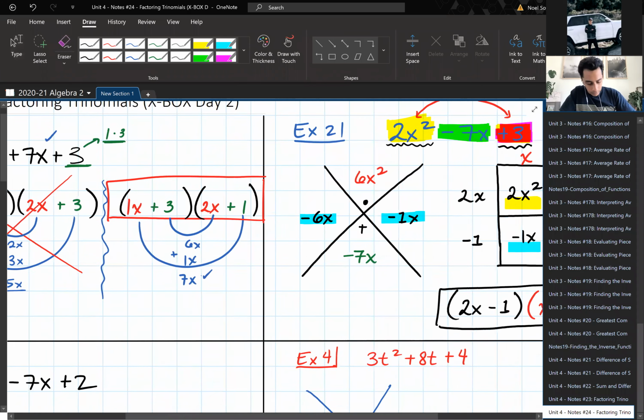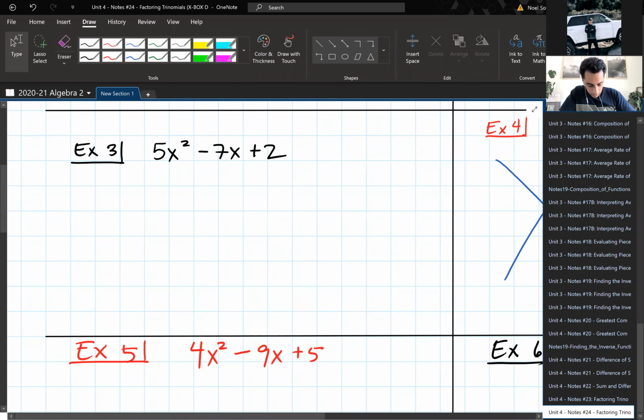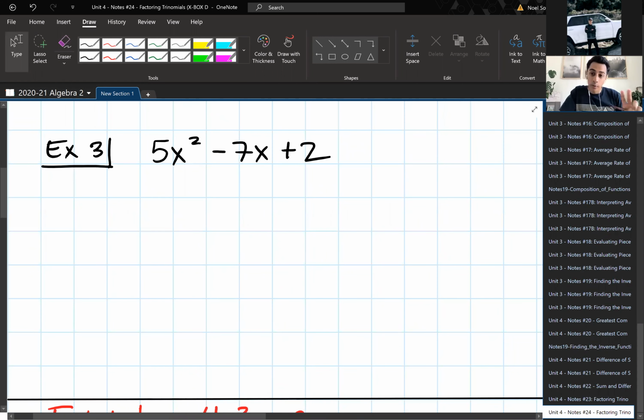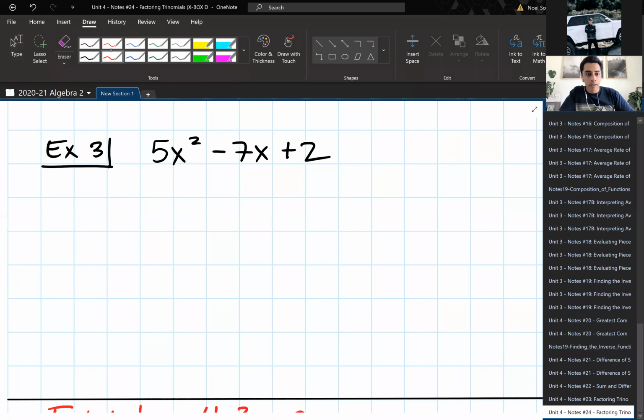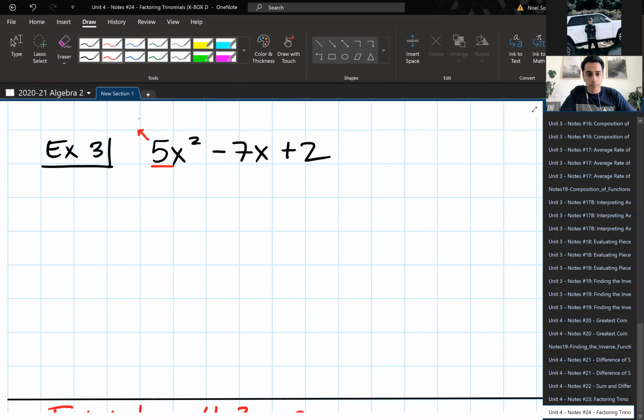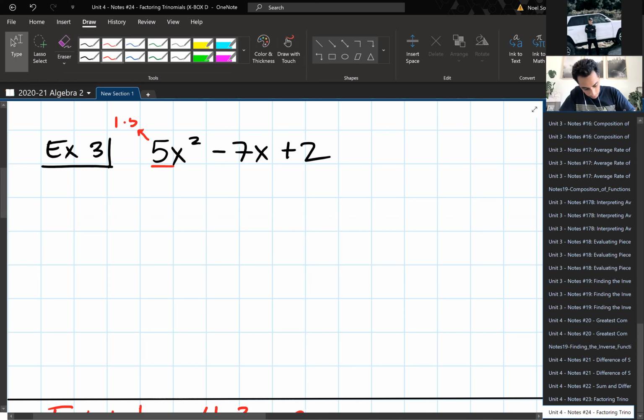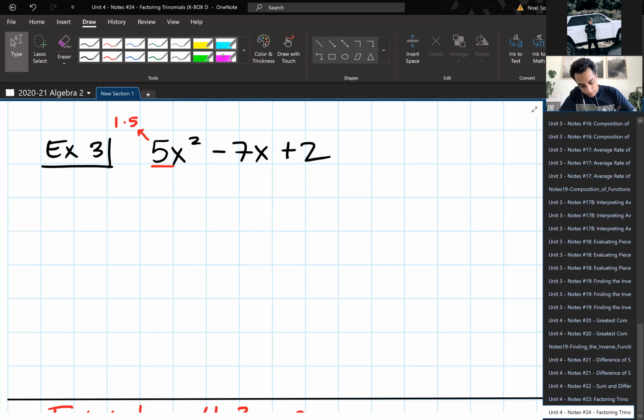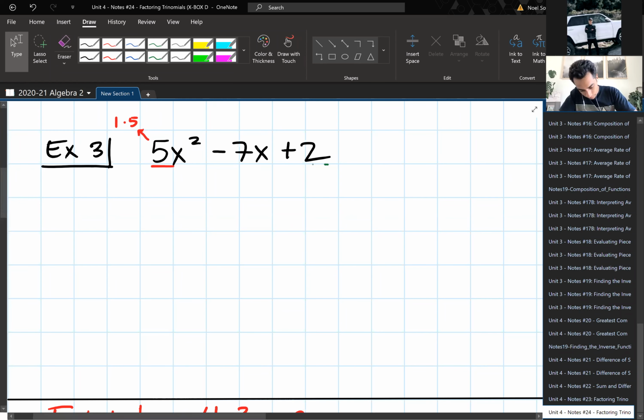All right, let's try number 3. With number 3, I'm going to try doing both methods on this one. My first method, my original method, is to take a look at 5 and identify what numbers can multiply to be 5. The only options would be 1 and 5, right? That's it.